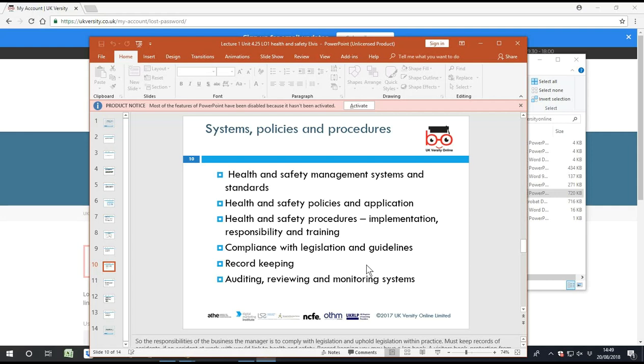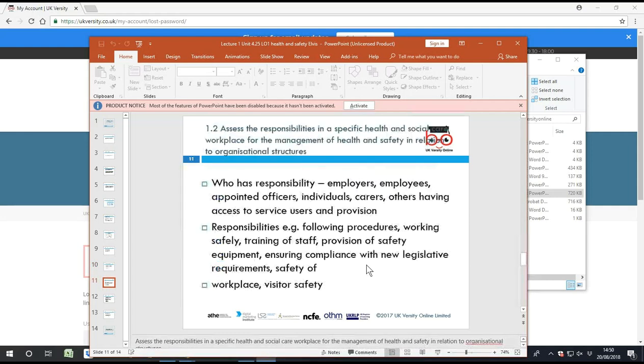And that means that there should be good record keeping, where all near misses are recorded. And then we have frequent audits, reviewing and monitoring the systems alongside. The next slide, we come back to responsibilities.